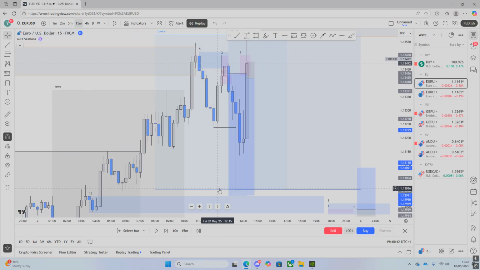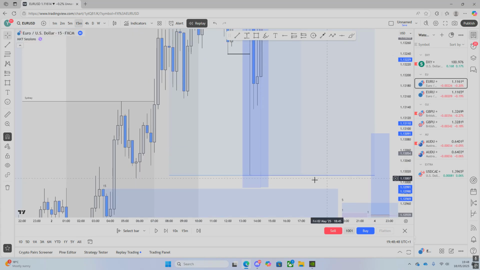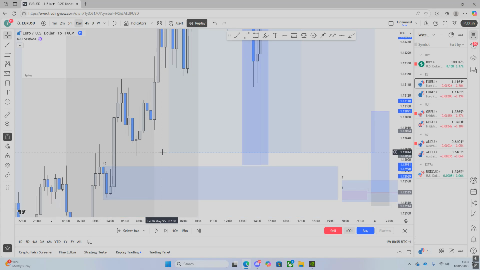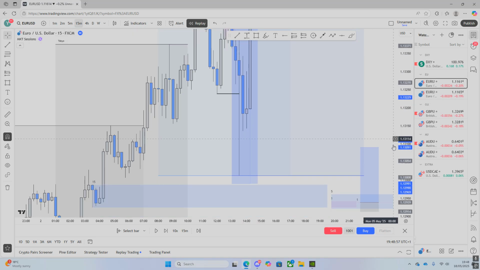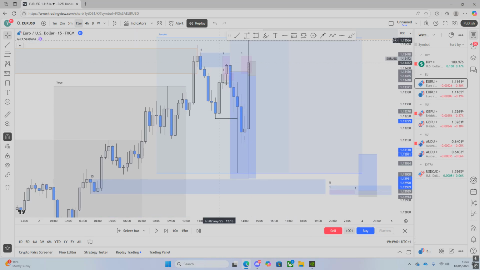Alright, so this almost hit. I think someone just joined my call, but this almost hit my TP, but it did not, and it hit break even. It could have been a win, but unlucky. It's a good trade either way.